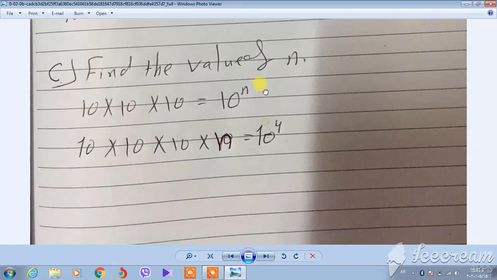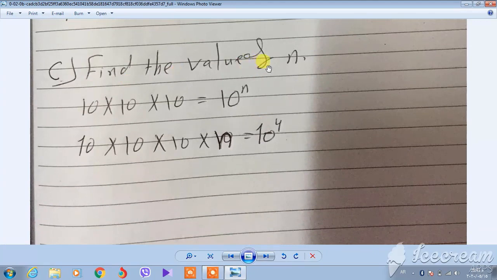And if we have example C, say find the value of n. It means if you have 10 times 10 times 10 equals what? What is the value of n, student? There, how many times is it repeated? 1, 2, 3. So what is the value of n there, student? It equals 3, because it is repeated 3 times. I don't write it, but you can write n equals 3.